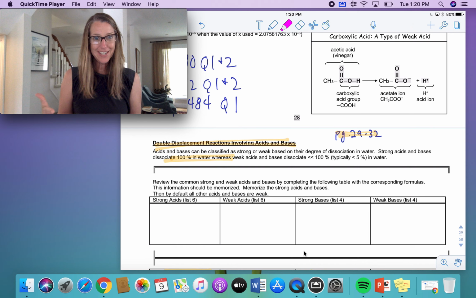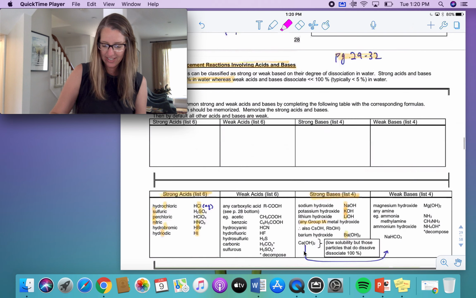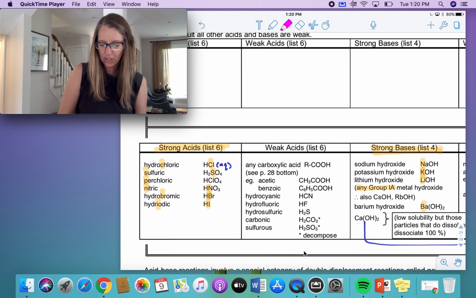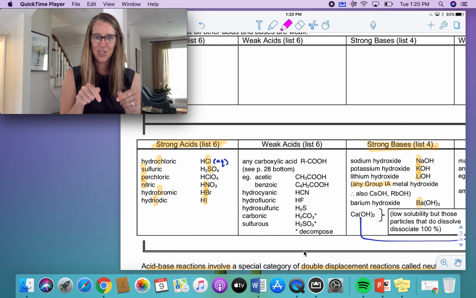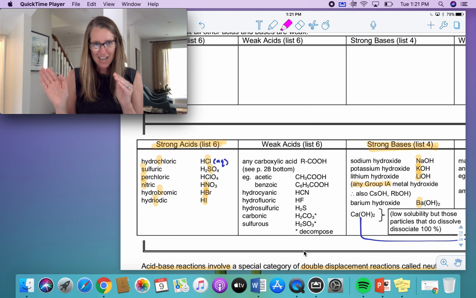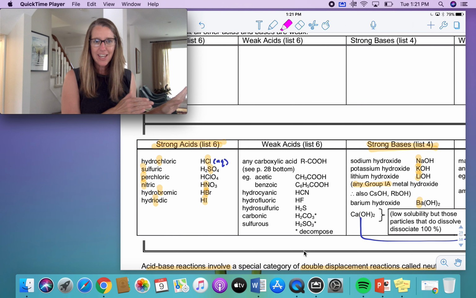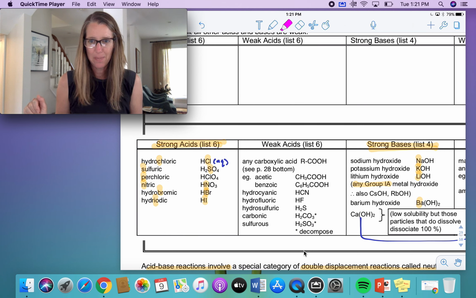The first thing we would do if we were in class together is I would say, all right, find yourself a partner and come up with an acronym, so you're going to be able to memorize the strong acids and the strong bases. If you can memorize the list of strong acids and the list of strong bases, then by definition and default, everything else is going to be a weak acid or a weak base.